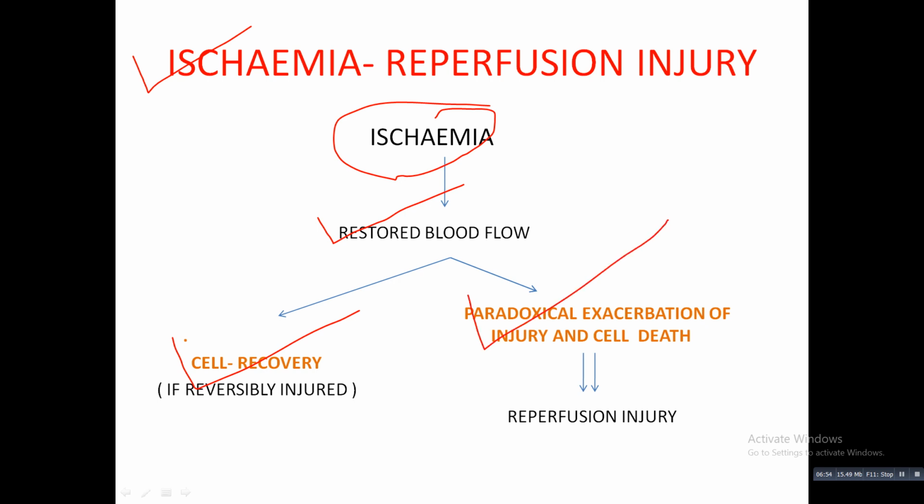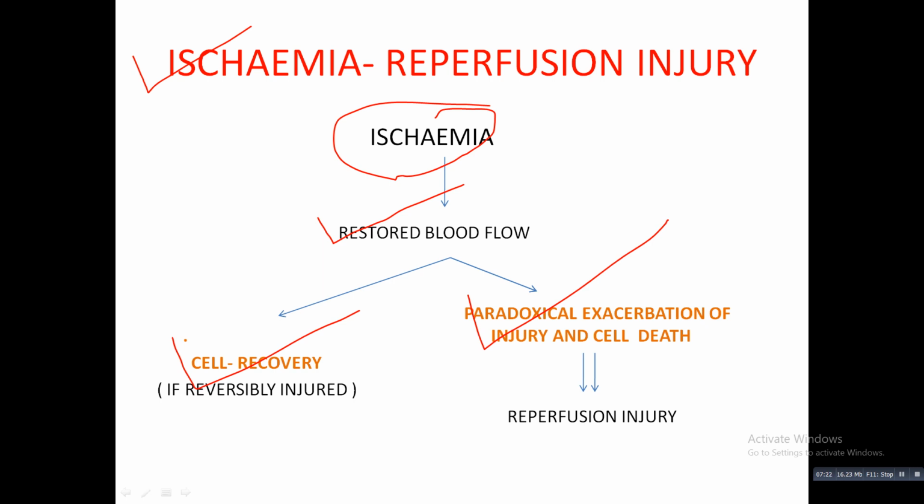Let me explain once again. Whenever there is ischemia to any organ, particularly in this case I am talking about the heart, and whenever the blood flow is restored to that organ, there can be two results. Either this will lead to cell recovery if the cell is reversibly injured, or it can lead to paradoxical exacerbation of injury and cell death, ultimately leading to what is called reperfusion injury.